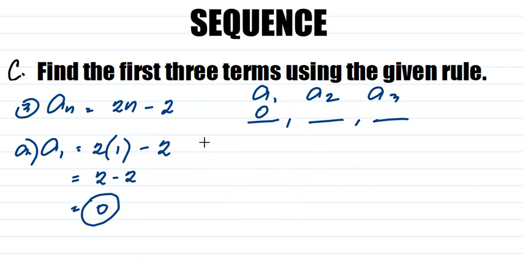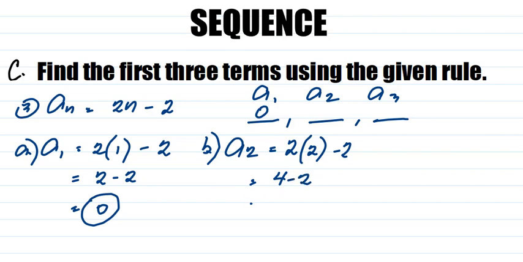Example, letter B. A sub 2 equals 2. Multiply na natin si 2 sa n. Since pangalawang term, so yung n ay 2 minus 3. So, equals, multiply muna. 2 times 2 is 4 minus 3. Yung sagot ay 1. Our a sub 2 is 1.